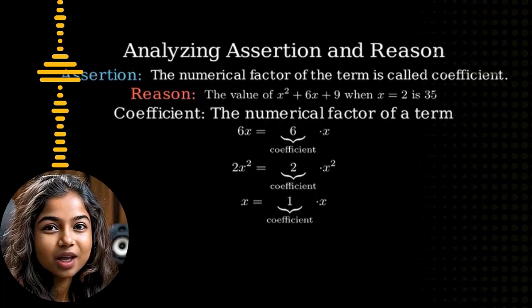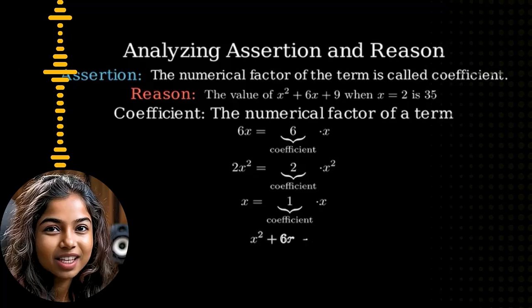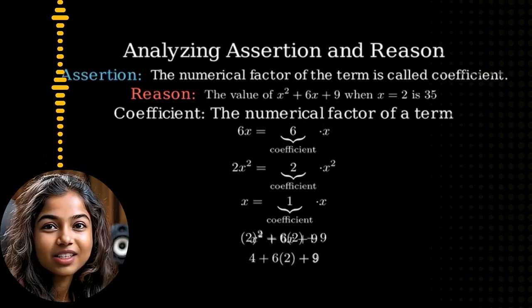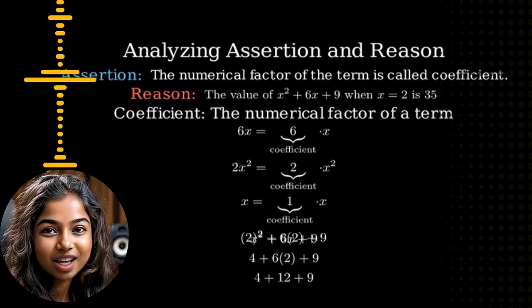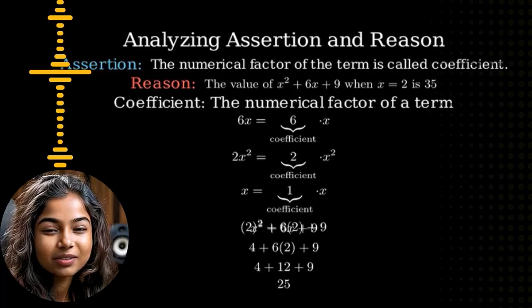Now, let's examine the reason by evaluating the expression when x equals 2. We have x² + 6x + 9, and we'll substitute x equals 2 everywhere. Let's solve this step by step. First, 2 squared is 4. Then 6 times 2 is 12. So we have 4 + 12 + 9. Adding these numbers, 4 + 12 is 16, plus 9 equals 25.